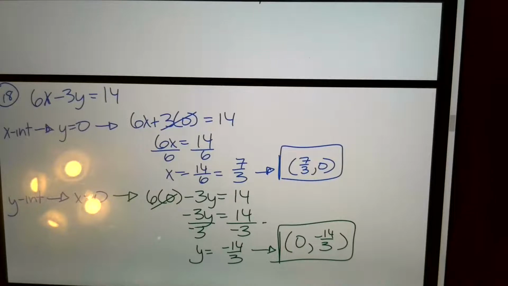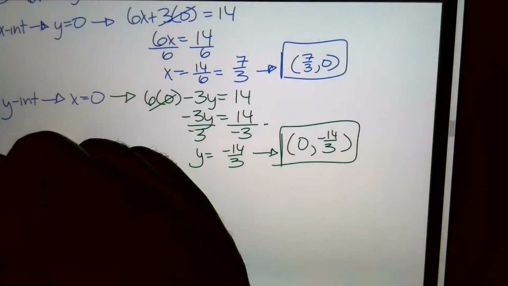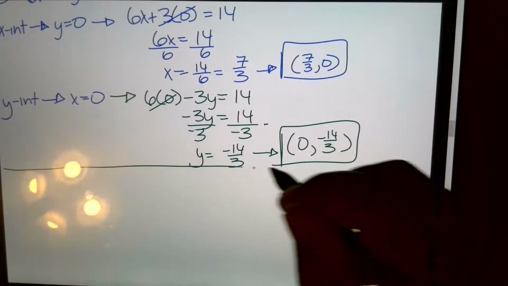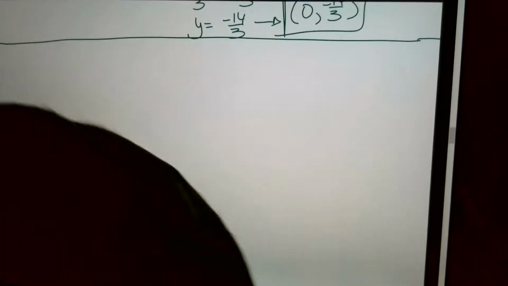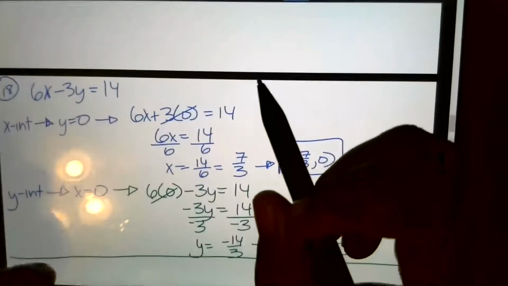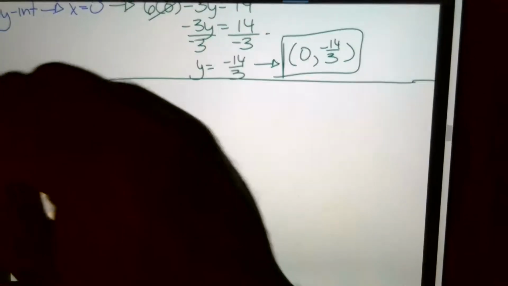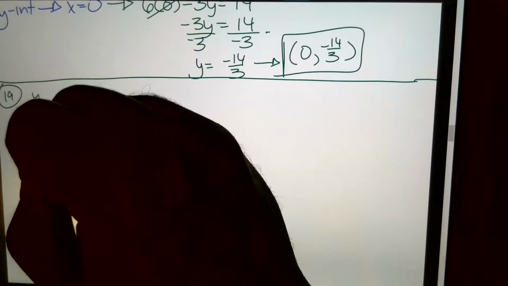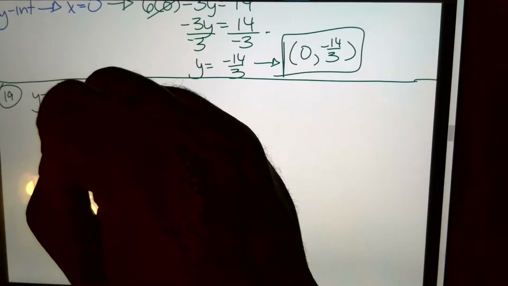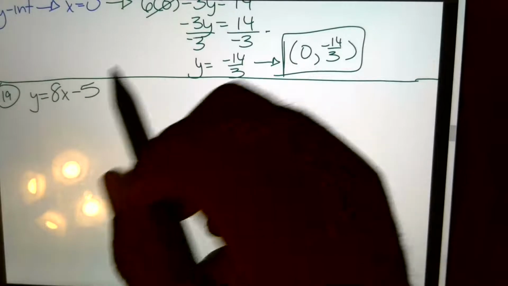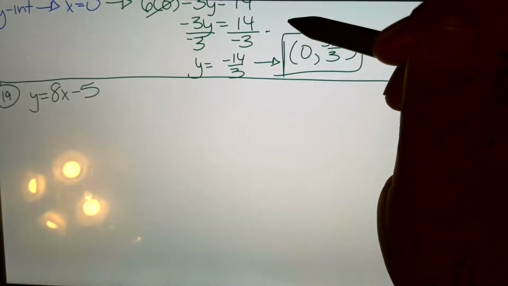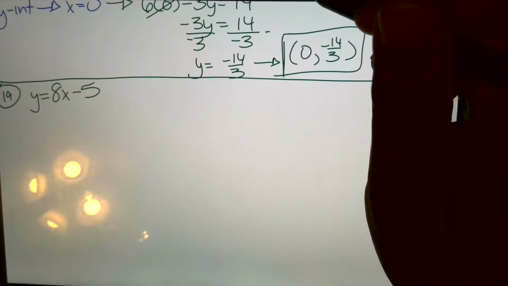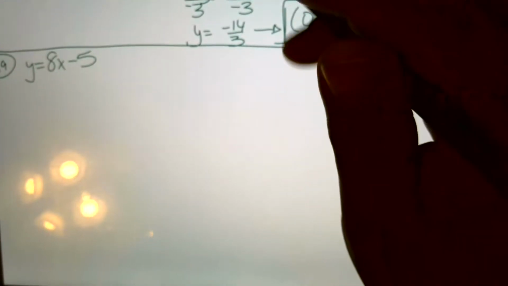All right, final equation. If there are no questions, this will be the last problem. So I have the line, this is number 19. Y is equal to 8x minus 5. The first thing requested is we want to find a line perpendicular. Man, this problem is going to be a little bit of work.